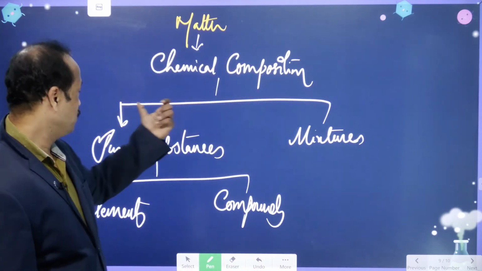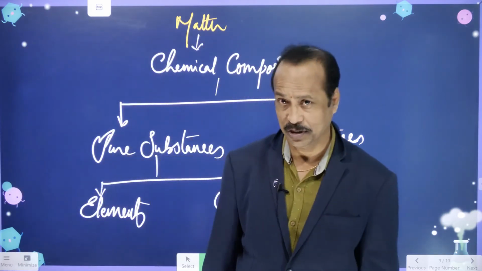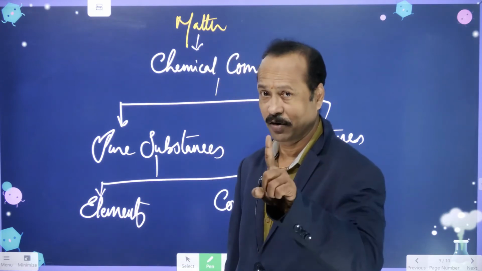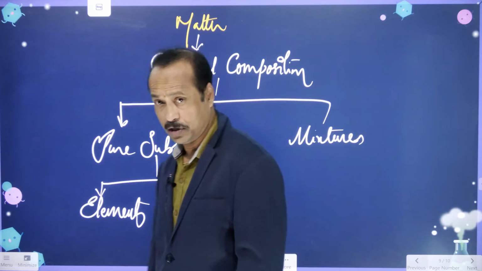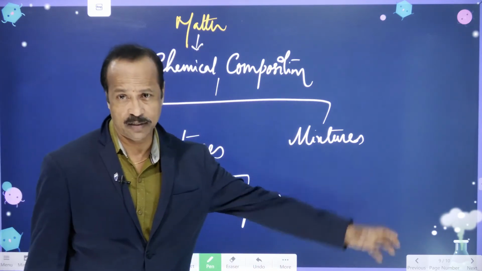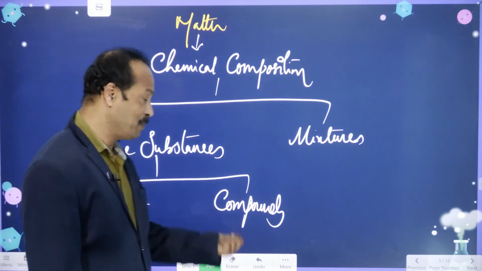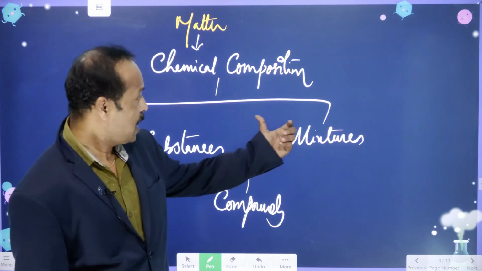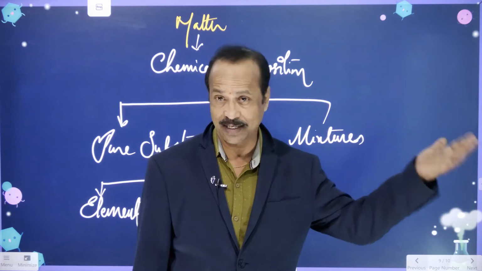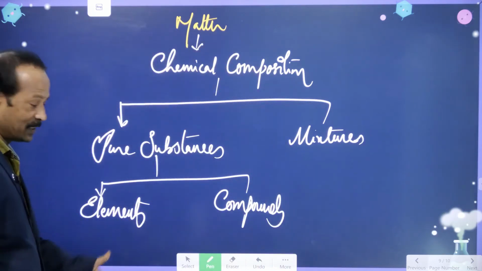Based on chemical composition, substances are classified into pure substances and mixtures. Pure substances are made up of one kind of molecules, and those made up of different types of molecules are called mixtures. Pure substances are again classified into two types, elements and compounds. Mixtures again have two types, heterogeneous and homogeneous, which we will discuss in the next classes. As of now we are going to discuss elements and compounds.